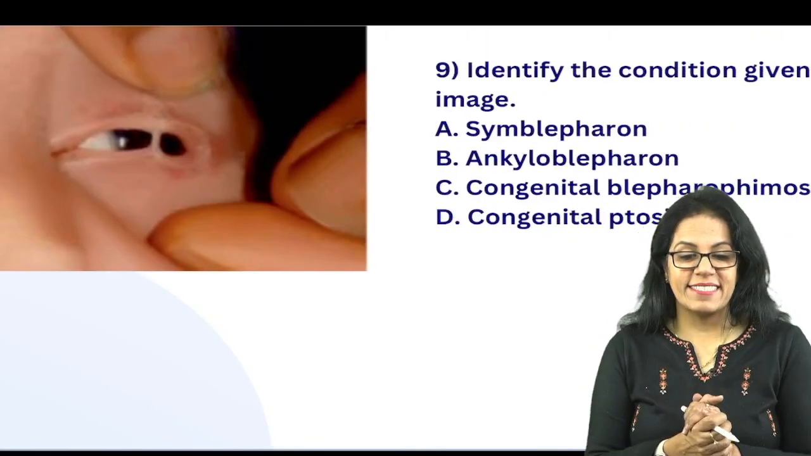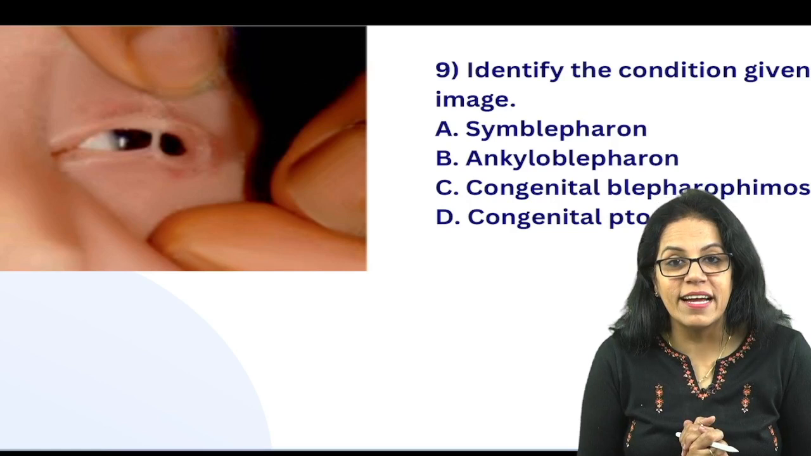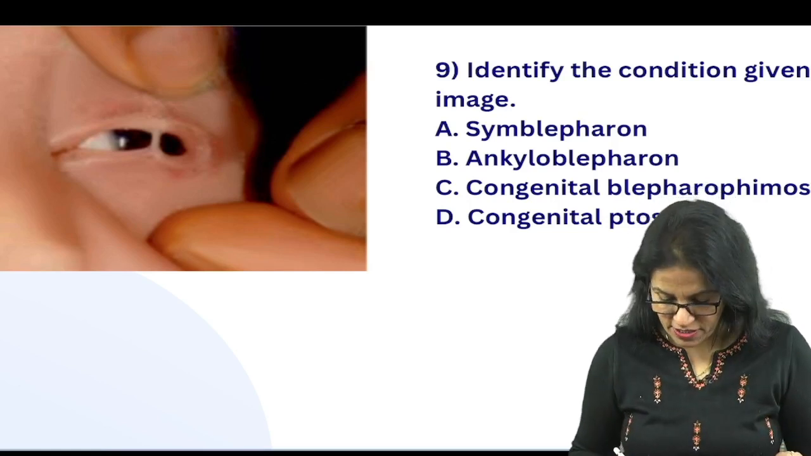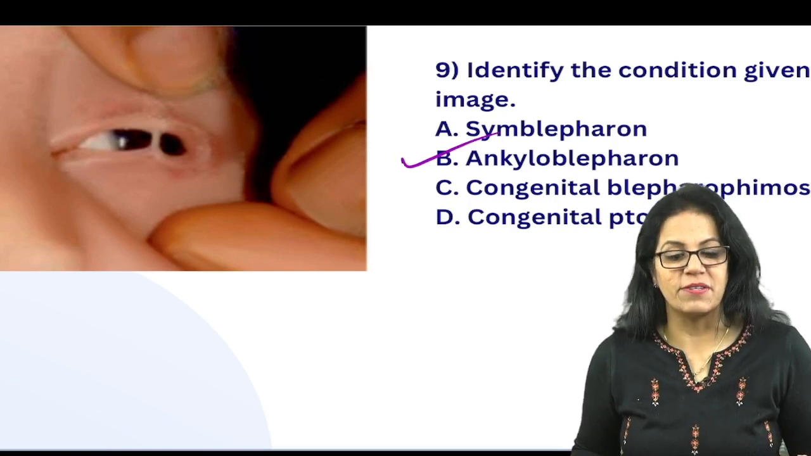What are you looking at? This is a filiform type of ankyloblephron. What is ankyloblephron? Adhesion of the two lid margins. So we will answer here: ankyloblephron.